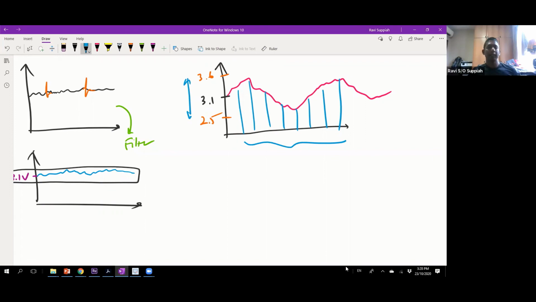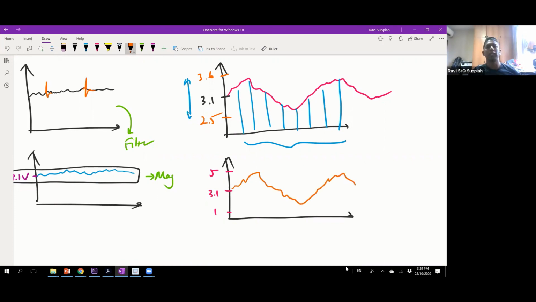But if I magnify this signal through an op-amp, then I'm able to boost the signal. The same thing, but now maybe I can bring it up to 5 volts, and down to 1 volt maybe. So +2, -2, and the signal now looks something like this. The same signal, but just boosted up.